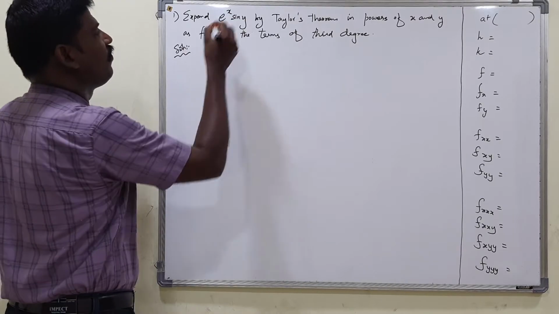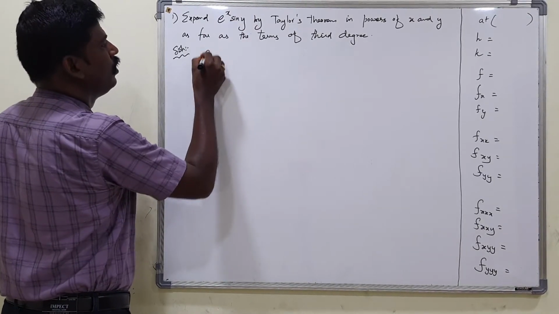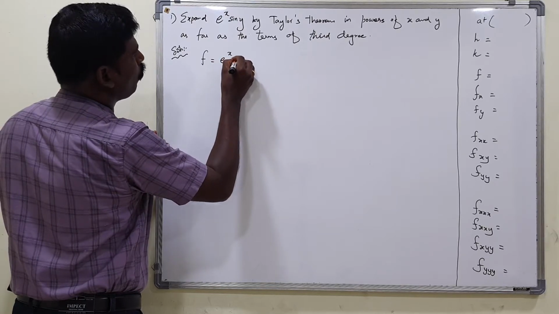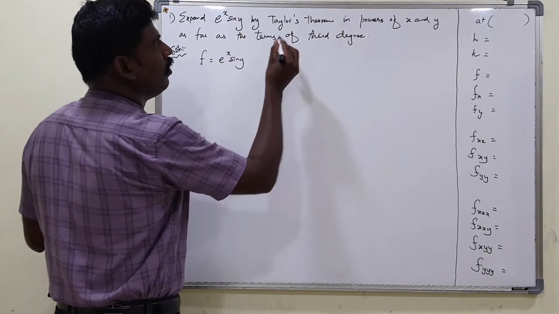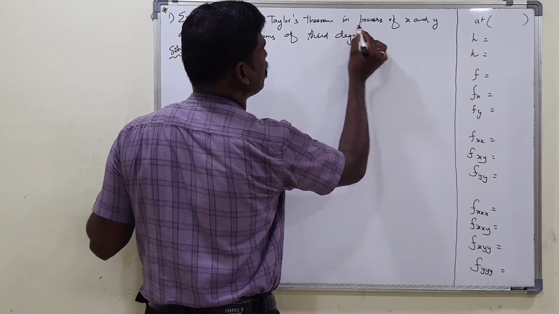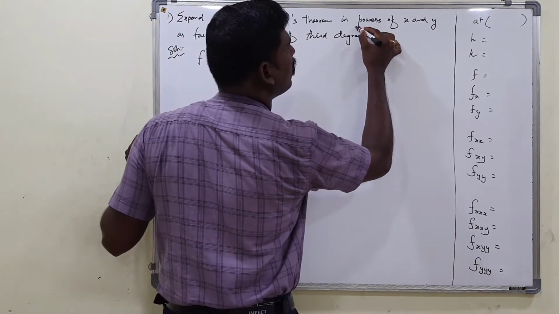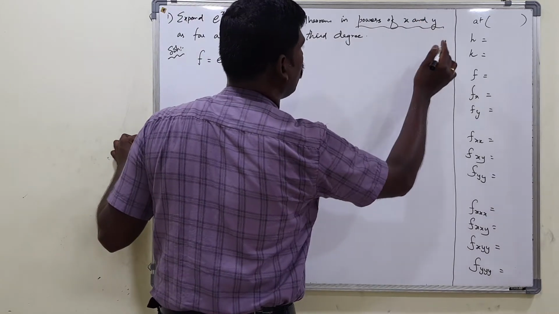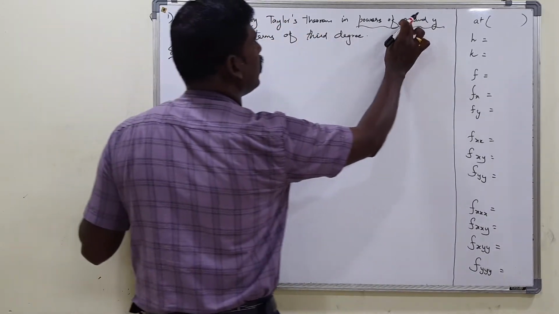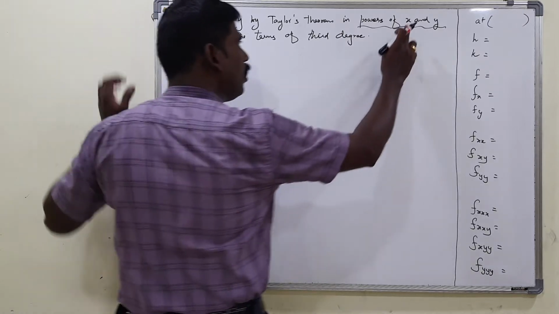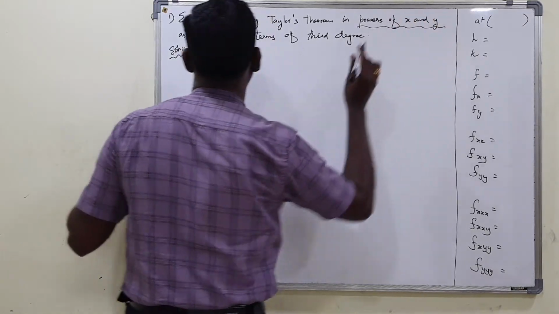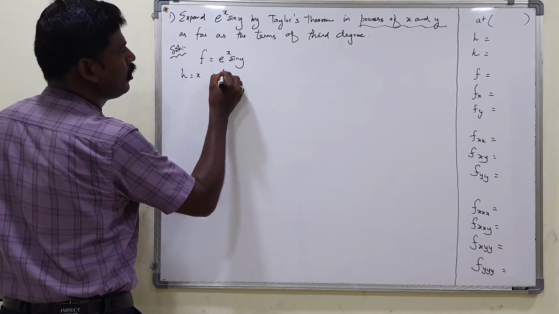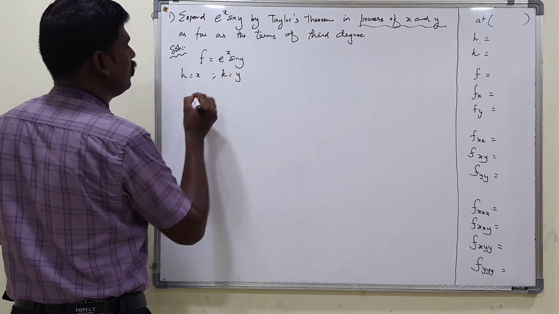Okay, solution. So let us take the given function. What is the given function? E power x sin y. So I am taking it as f. Okay, e power x sin y. And then we want to find out the Taylor series of this function in powers of x and y. So you have to take the terms of the power series in x and y. So you have to take this as h, this as k. Right? So what is h? H is equal to x and k is equal to y, right?